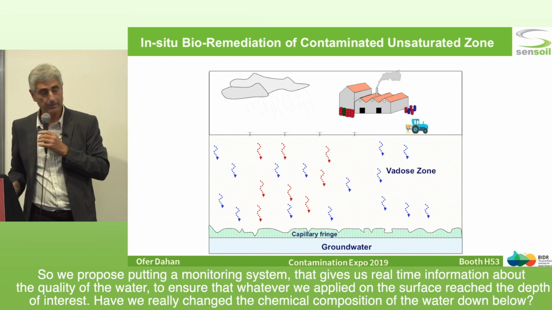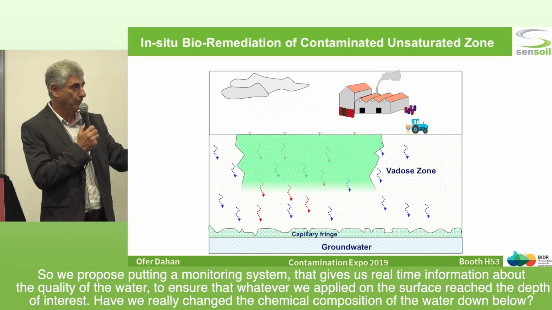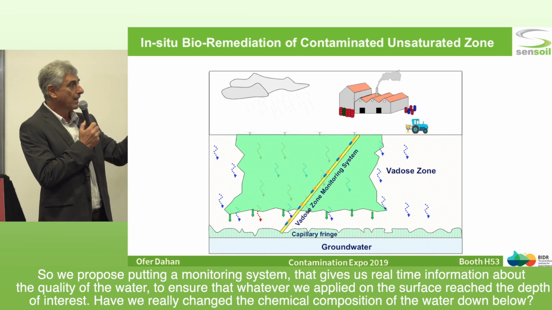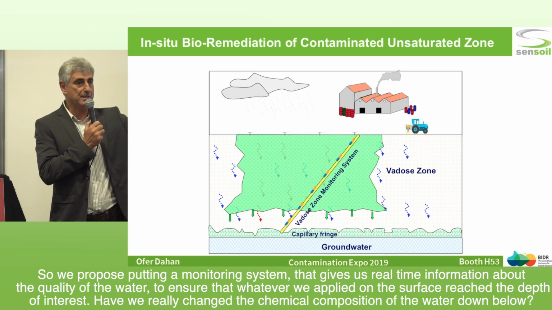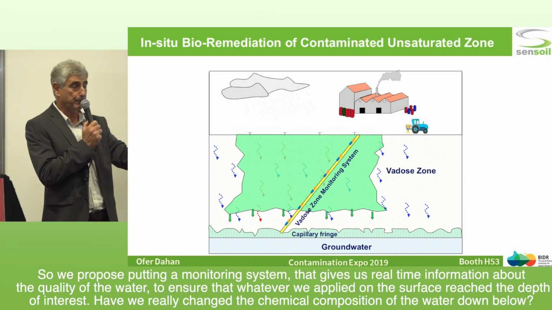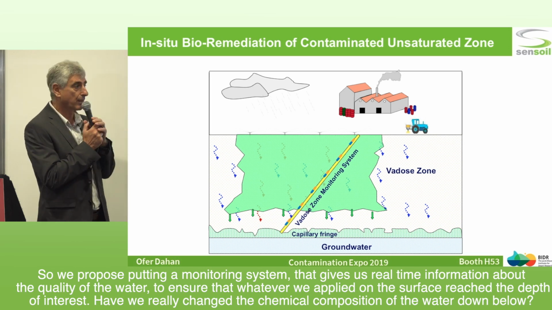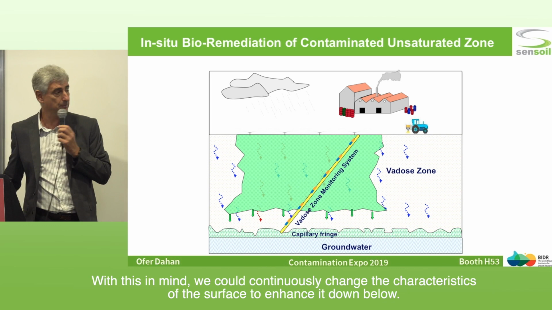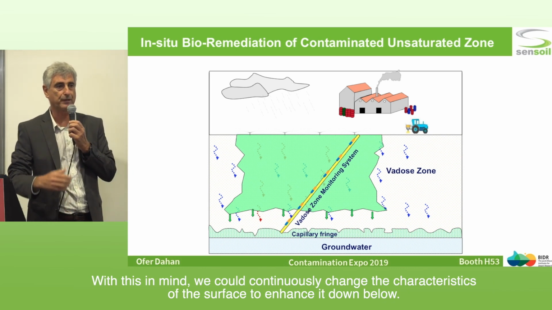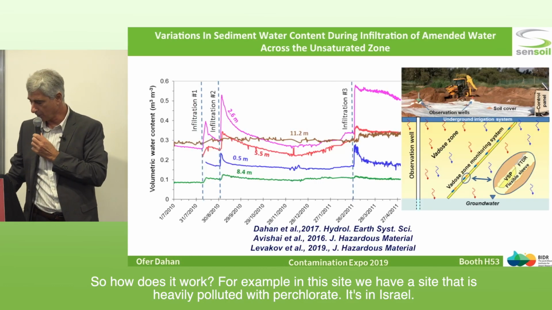So we propose putting in a monitoring system that will give us real-time information about the quality of the water, or whether whatever we applied on the surface reached the depth of interest. Have we really changed the chemical composition of the water down below to make the bacteria work? And with this in mind, we could continuously change the characteristics of the surface to enhance it down below. So how is it working?